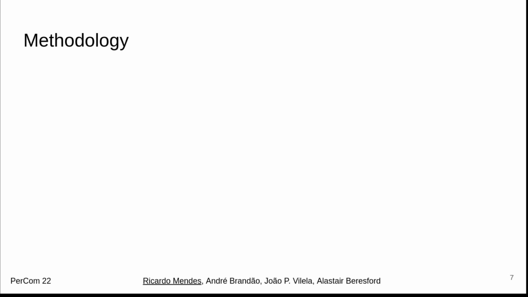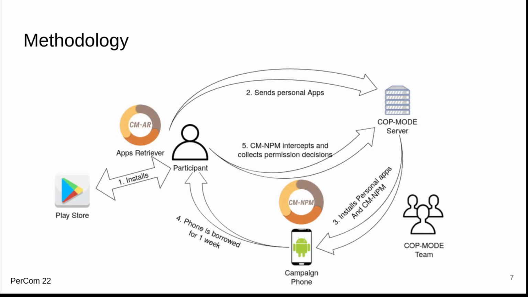The methodology taken in this work is as follows. We recruited participants through word of mouth and emailing lists from the university, and the first step was to install our application called Apps Retriever. Apps Retriever would send the list of personal applications on the participant's phone to our server. We would use this list to install all the participants' applications on the campaign phone alongside our naive permission manager. We would then borrow this phone for a period of 1 week, during which our naive permission manager would intercept and collect permission decisions.